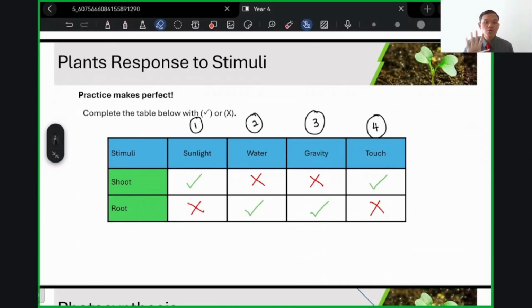We have 4 types of stimuli: sunlight, water, gravity, and touch. The parts of the plant, which are shoot and roots, will respond to these 4 stimuli. So remember that only sunlight and touch are the stimuli that shoot will respond to. Roots will only respond towards water and gravity.